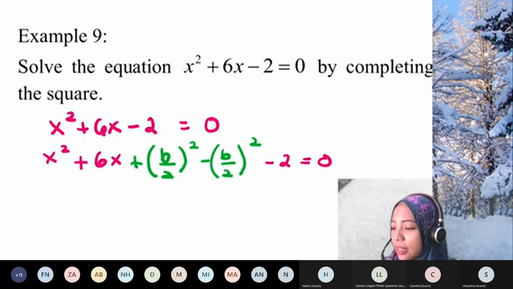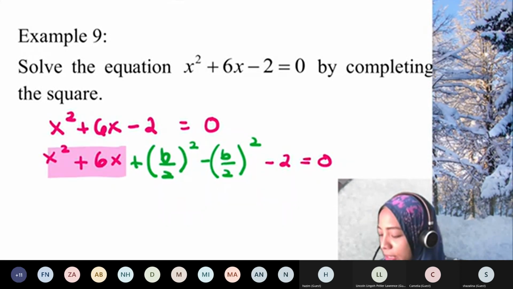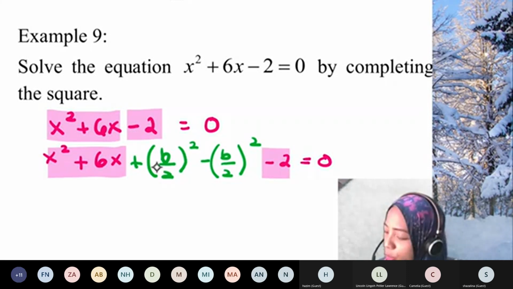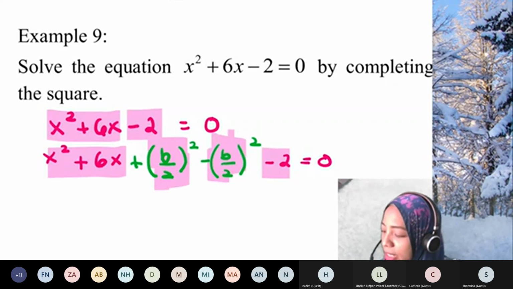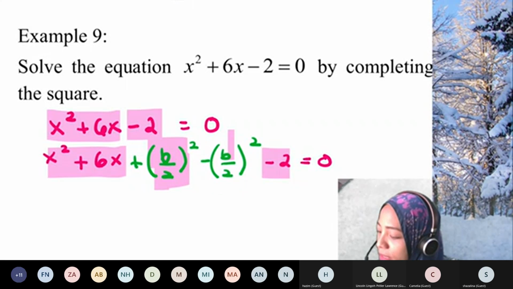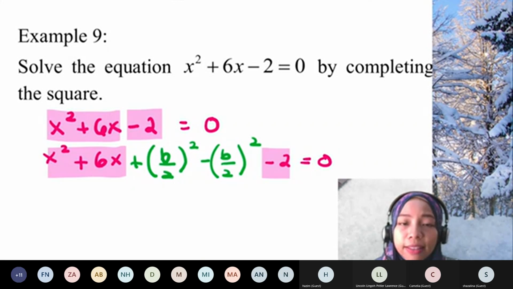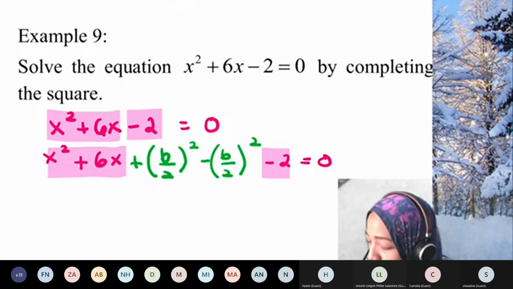So sebenarnya sama tak? Sama tak ini dengan ini? Kemudian negative 2 dengan negative 2. And then ni yang you pandai-pandai tambah, you tolak dengan benda yang sama. Actually, do we do anything wrong? Tak. Tak salah. Okay? Apa yang kita pandai-pandai tambah, we already deduct. So, you don't change the question at all. Okay? And then we continue.